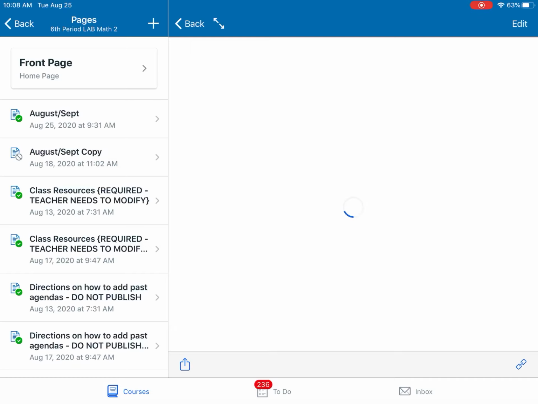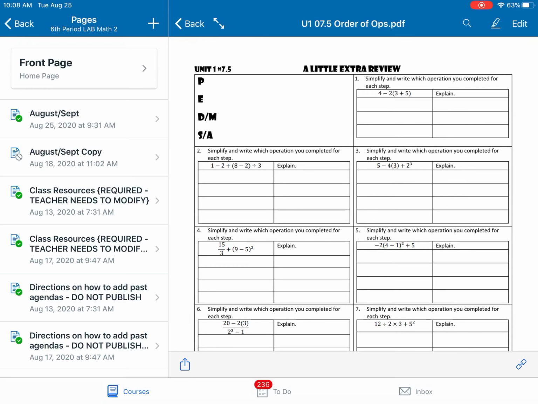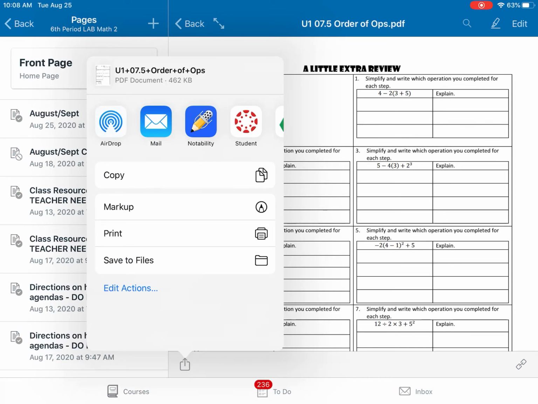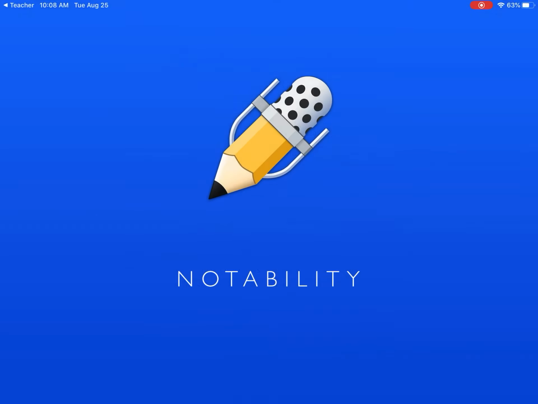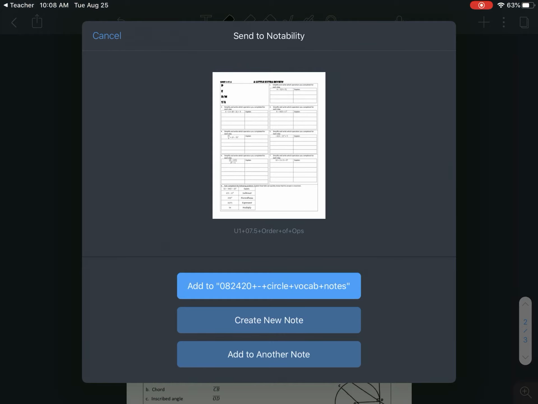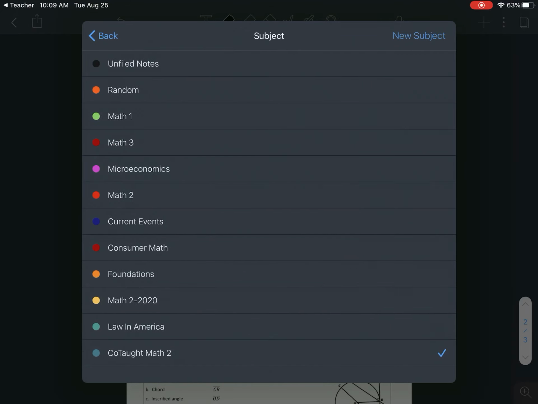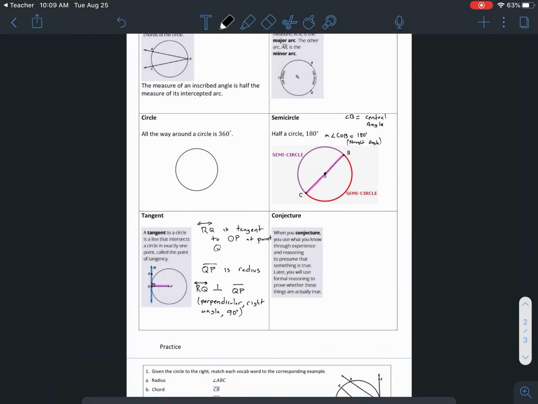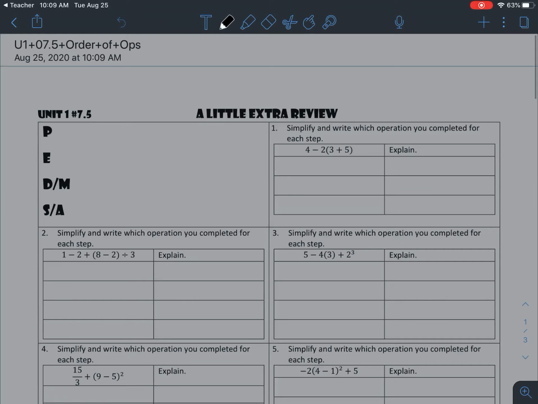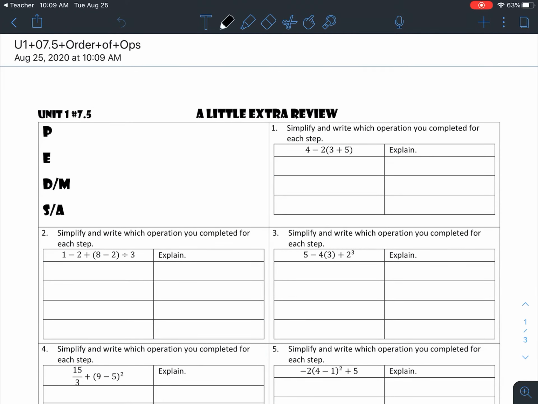Okay, so when I open it all the way up through here, in the upper right hand corner where mine says edit, you guys should have a square such as the bottom left corner of mine that has a square with an arrow. If you click that and open that and send it to copy to Notability, it will send it as a copy to your class. So create new note. I have this put into Math 2 2020 so I know which class it's for, and I will import. Once it imports, it's all right here for us.